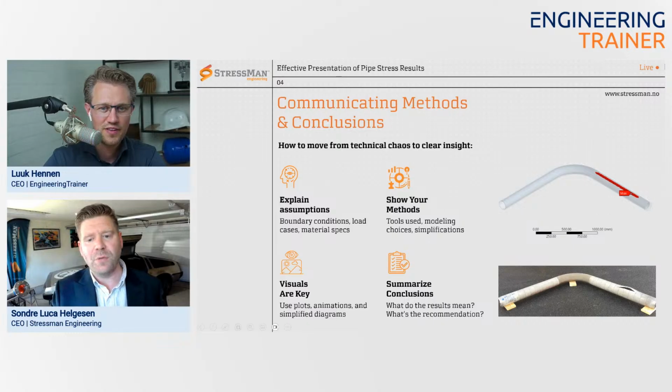And then summarize your conclusions and also tell the reader, what does this mean? Okay, you have 80% utilization of the pipe stresses according to B31.3, for example. Write it explicitly. This means that you're in code compliance. So yeah.